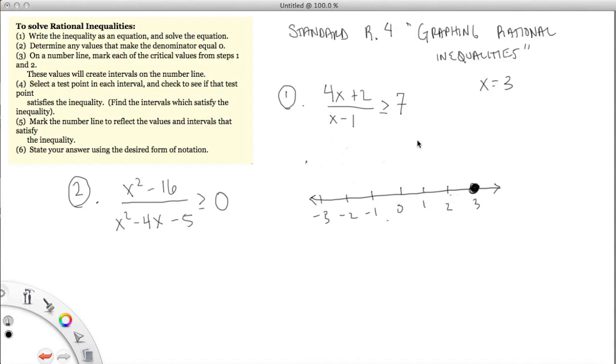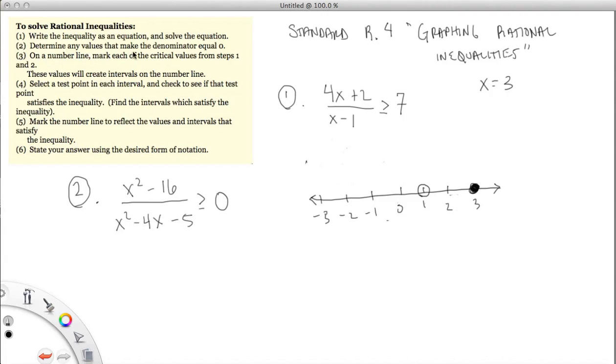So 3 is a critical point, and it's colored in because it's equal to. Now, there's also another point on here that x cannot equal, and that's where an open circle is going to be made, and that is where the denominator equals 0. Not good in any math equation, and so we're going to have an open circle at 1, because there's no way that x can equal 1, because then we'd have 0 as a denominator. So we also factor that into play. So that's part 2 here.